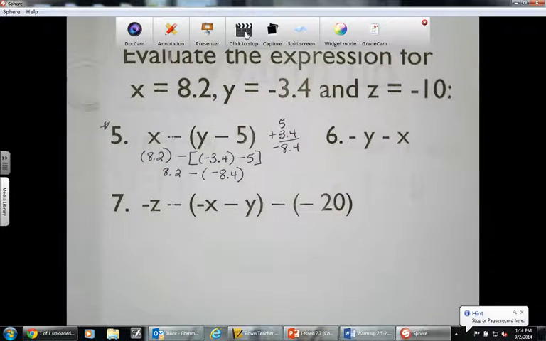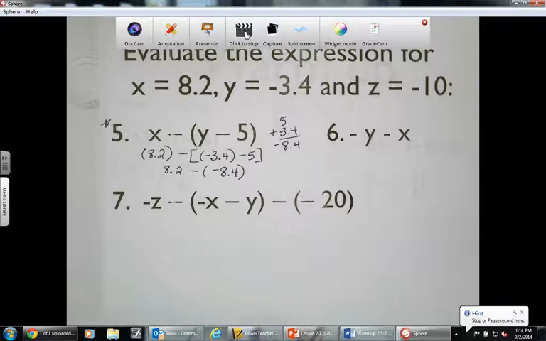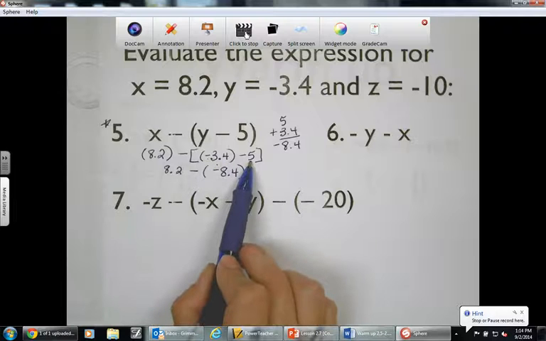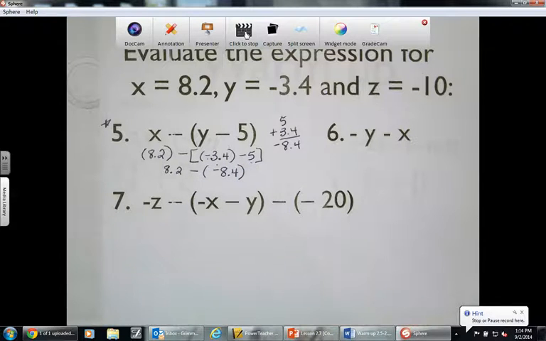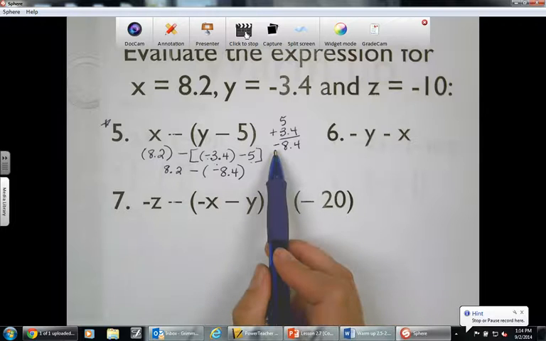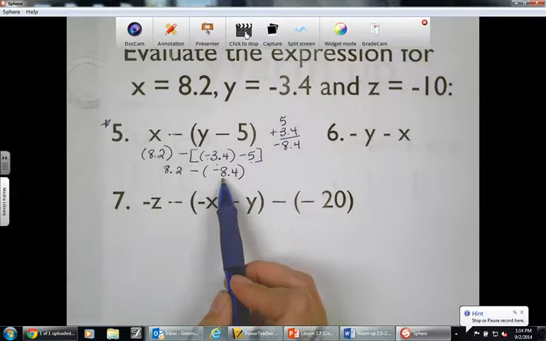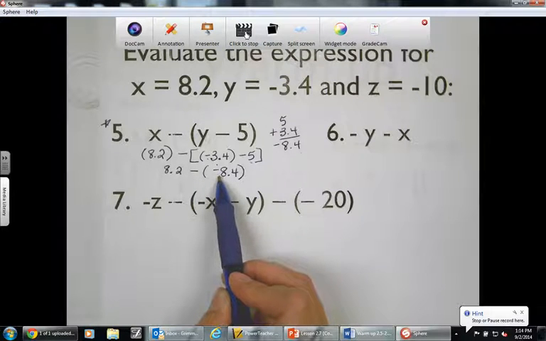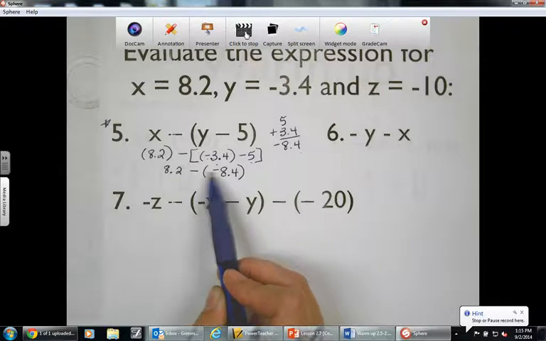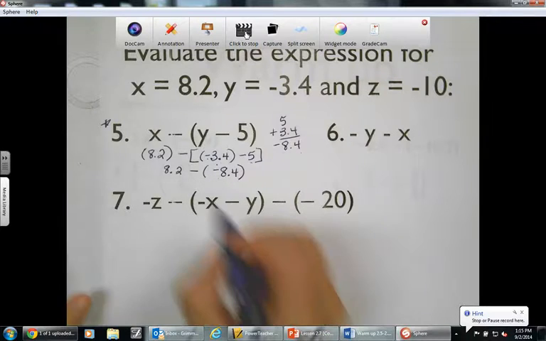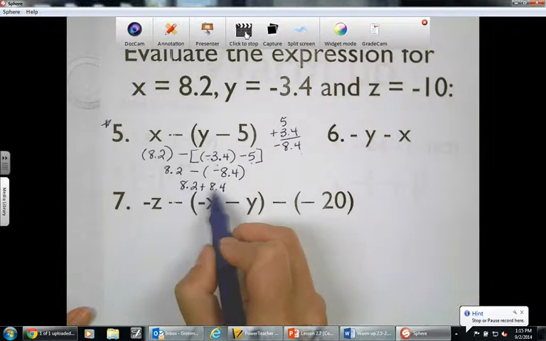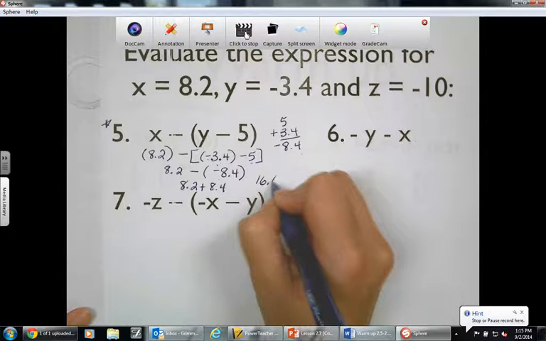All right, check what you've got so far with mine. Let me explain what I did. So I put in my parentheses, and this was negative 3.4 minus 5, which means they're both negative, so I need to be adding them together. And I got a negative 8.4. So that's what I put inside the parentheses. So I now have 8.2 minus a negative 8.4. But the problem is now I have minus a negative, which is going to turn this whole thing into a positive. So now I have 8.2 plus 8.4. So I have 8 and 8, which is 16.6, which is my final answer.